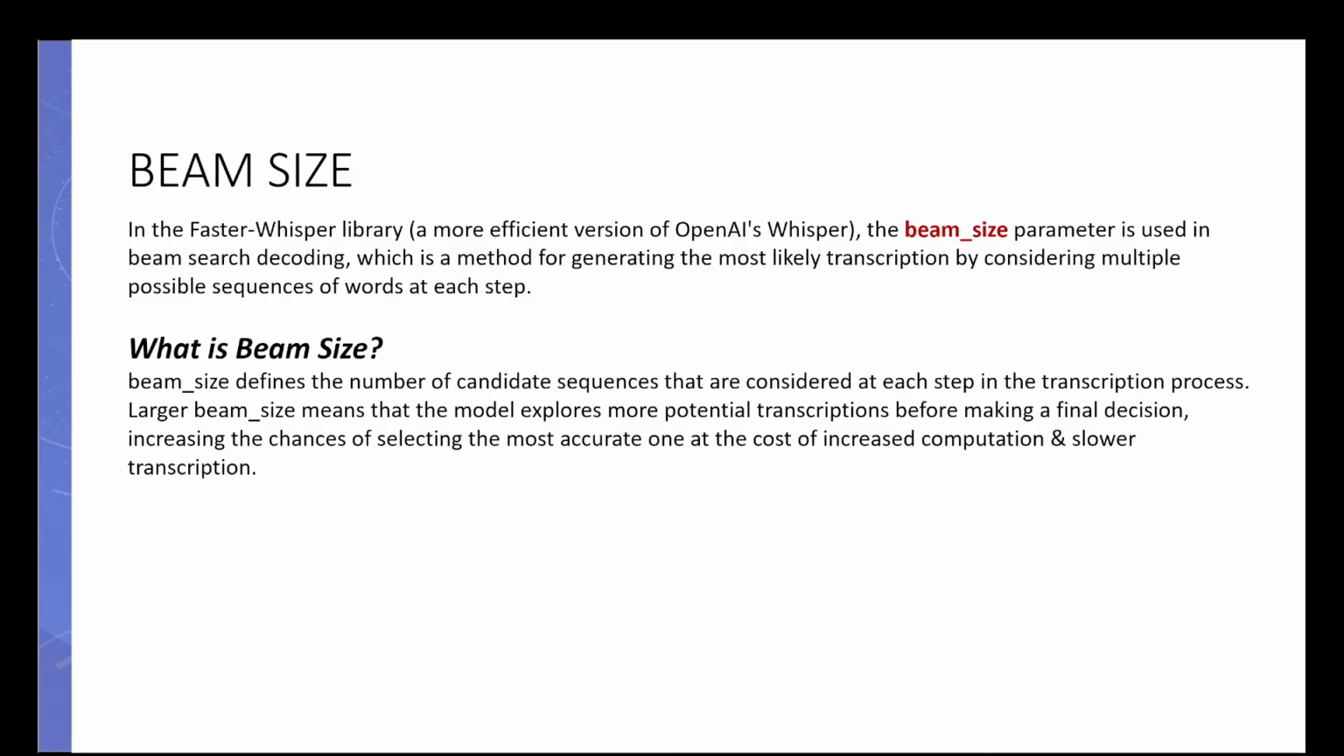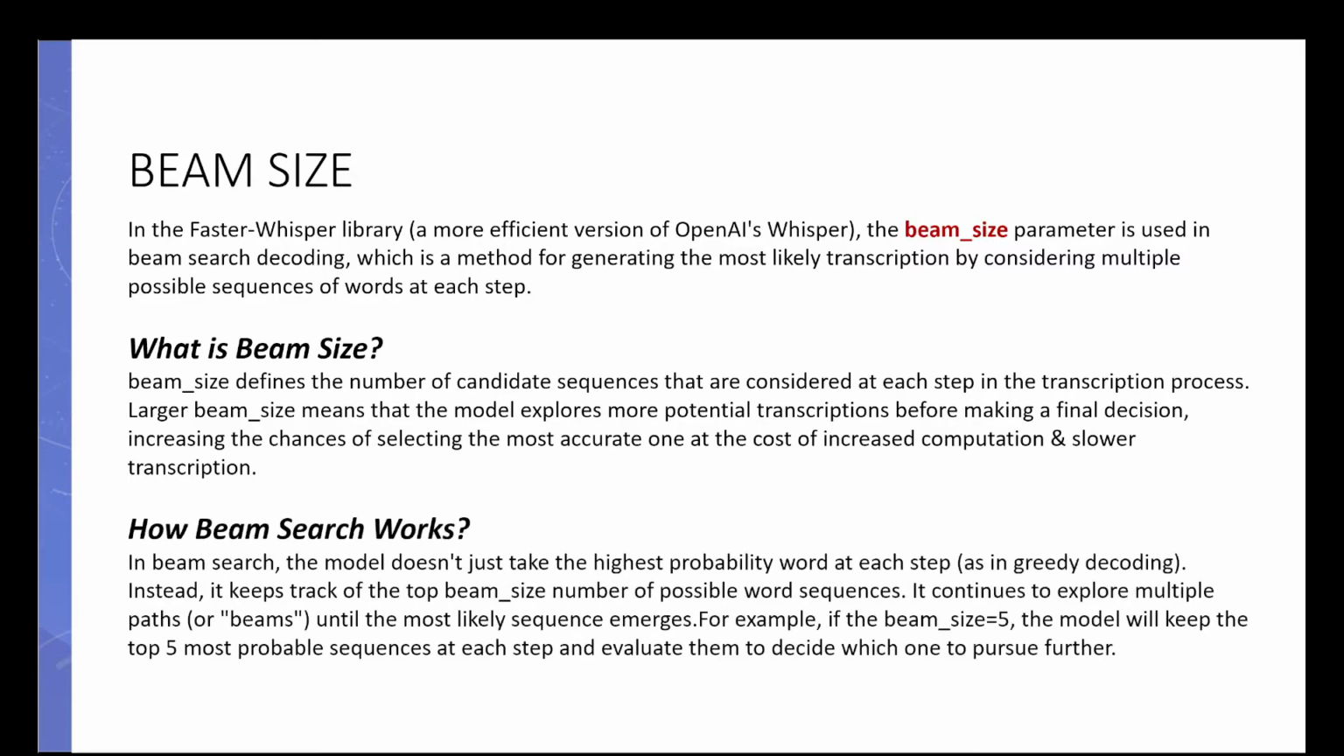So as you can imagine, the larger the beam size, then the larger the number of potential sequences of text that you can consider for the transcription process. So basically it means that the model is doing some sort of exploration for the potential transcription, what could be the most accurate transcription. And the more you increase the beam size, the more chances you have to find the actual most accurate transcription for the audio in hand.